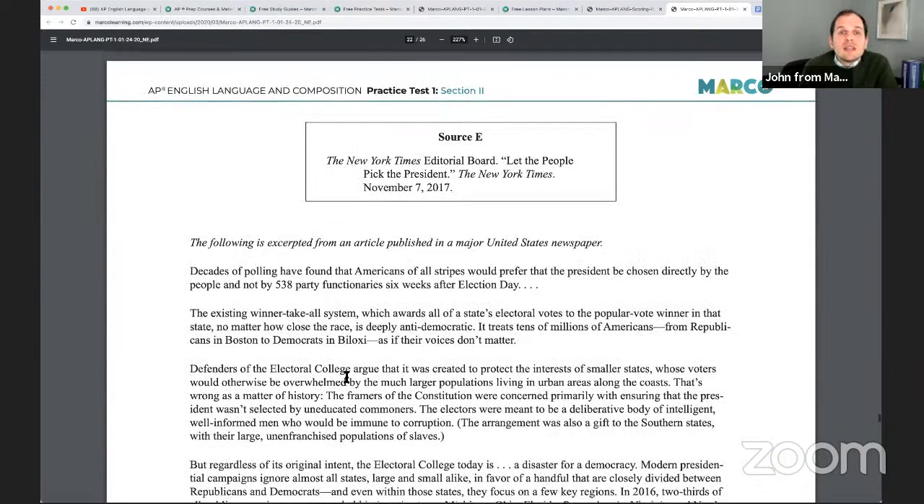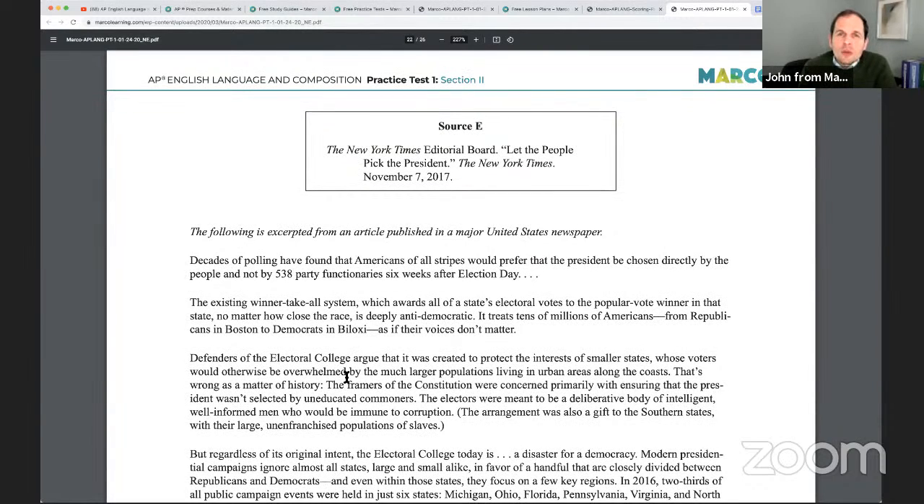Okay, great. Source E, let the people pick the president. Now I have a contrasting point of view from the New York Times editorial board, from the USA Today editorial board. So two different newspapers saying different things.